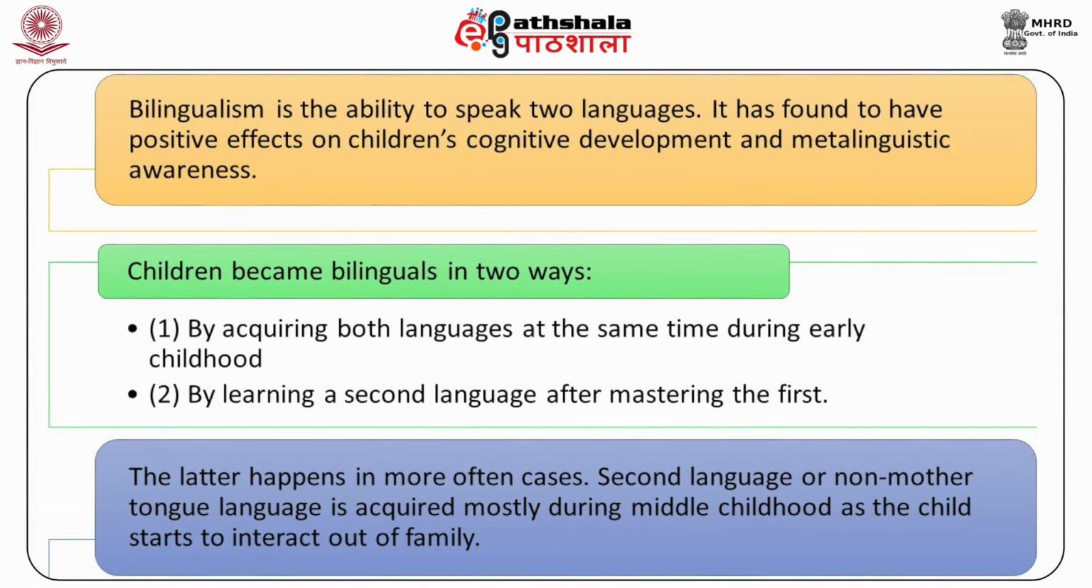Bilingualism is the ability to speak 2 languages. It has been found to have positive effects on children's cognitive development and metalinguistic awareness. Children become bilingual in 2 ways. First, by acquiring both languages at the same time during early childhood, and second, by learning a second language after mastering the first. The latter happens more often.